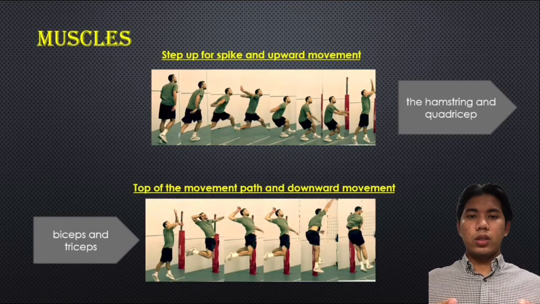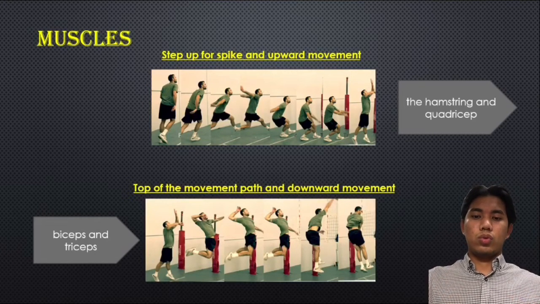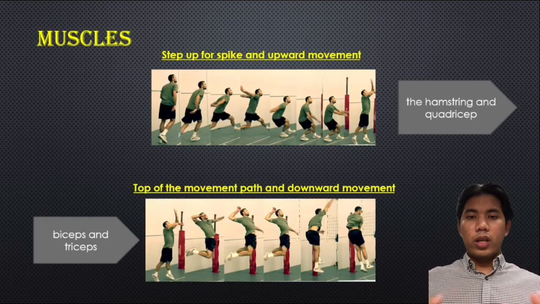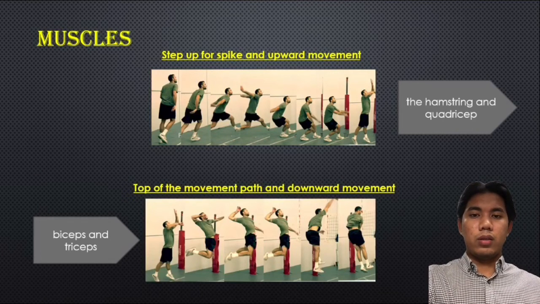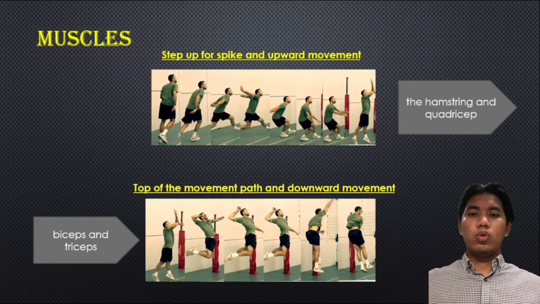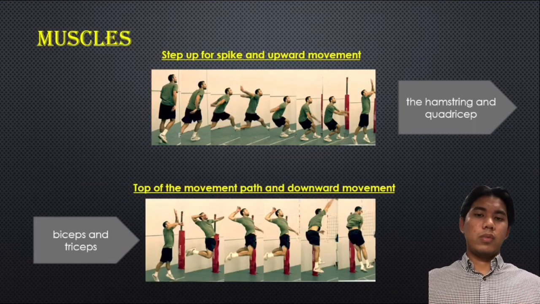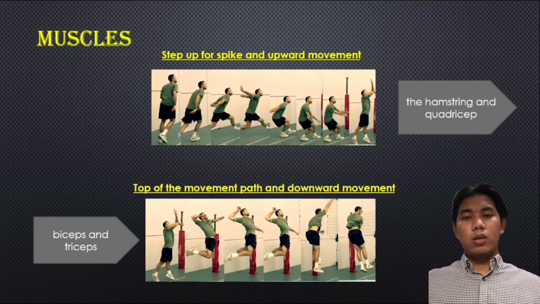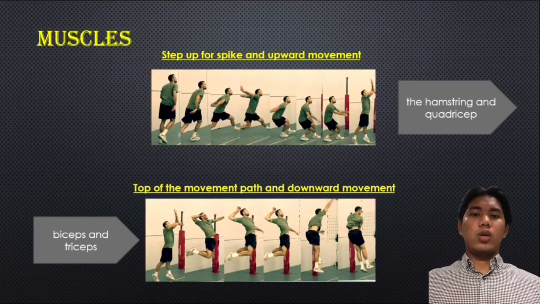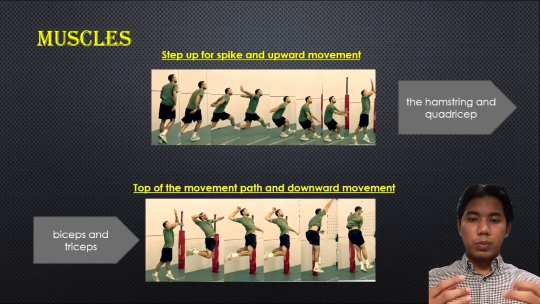This one is for phases 1 and 2. When taking a step to do a spike, the muscles used at that time are the hamstring and quadriceps. The muscles for the upper body are the latissimus dorsi and the trapezius, used to take the hand step to rise into the air for the spike.